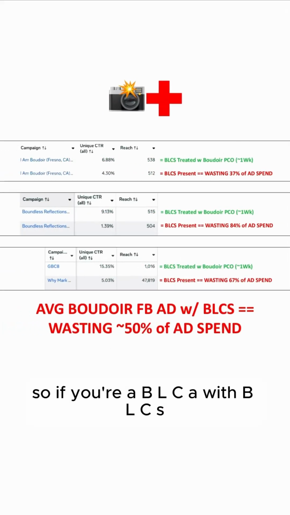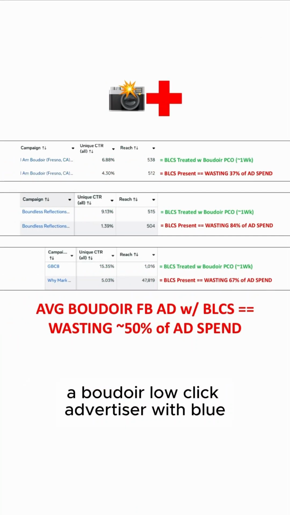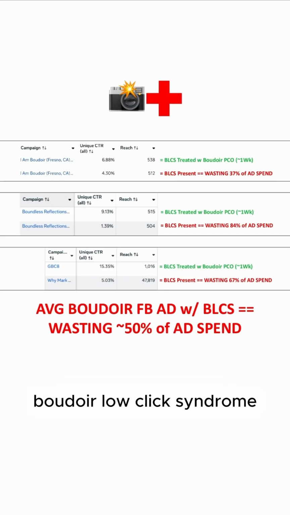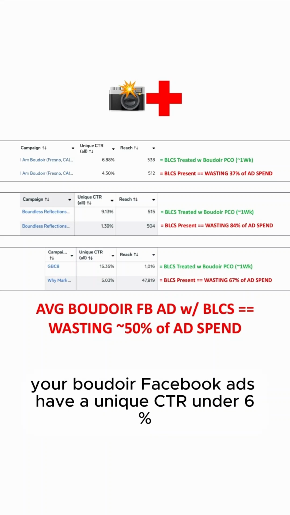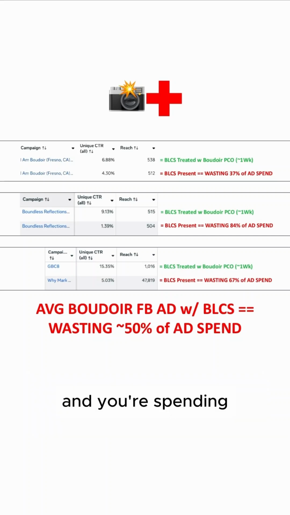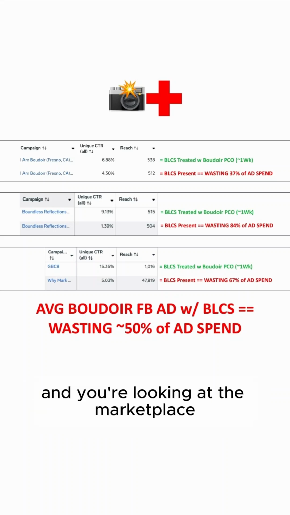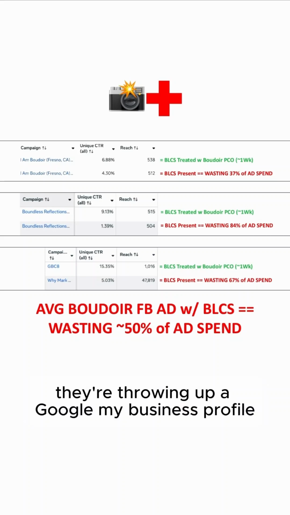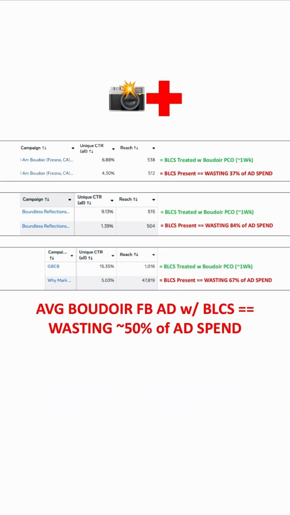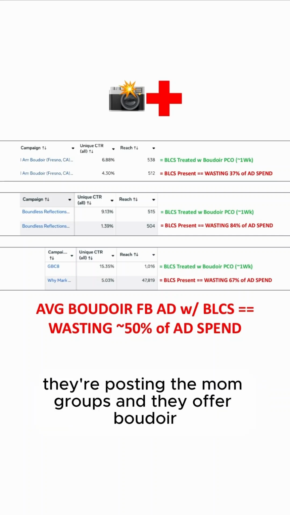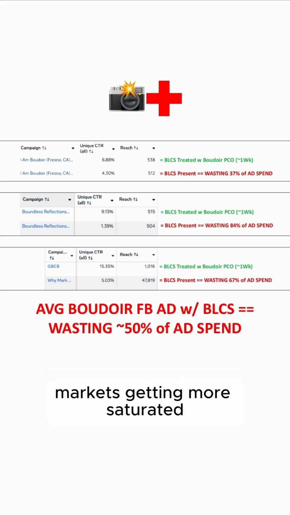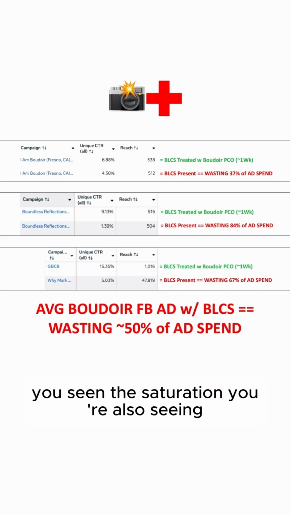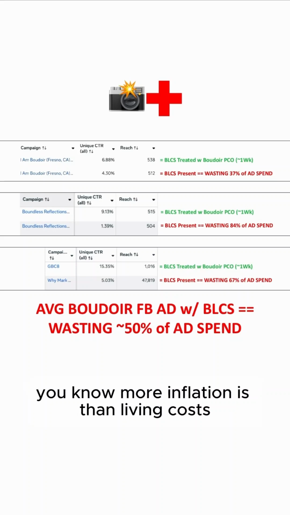So if you're a BLCA with BLCS, a Boudoir low-click advertiser with Boudoir low-click syndrome, your Boudoir Facebook ads have a unique CTRL under 6%, and you're spending more than 10 grand a month on Boudoir Facebook ads, and you're looking at the marketplace and it's getting more and more saturated. Seems like anytime someone gets a new iPhone, they're throwing up a Google My Business profile saying they offer Boudoir. Or anytime someone gets a new camera, they're posting in the mom group saying they offer Boudoir. So the market's getting more saturated, more sellers for the same number of buyers. They're becoming more competitive. You've seen the saturation, you're also seeing more inflation and living costs.